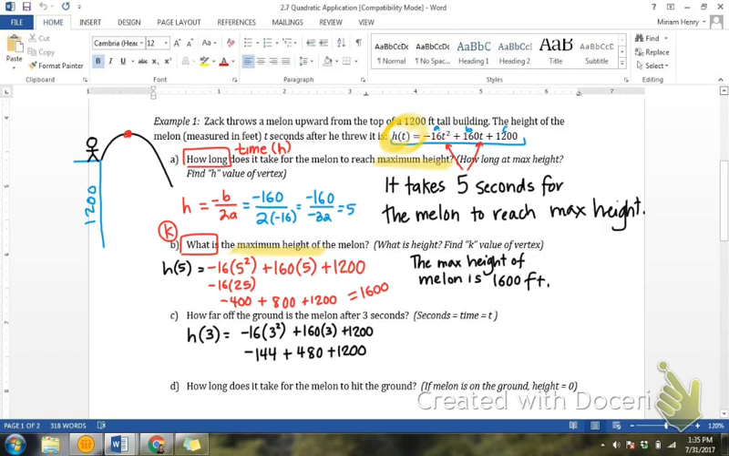Aspen? 1,536. Did anybody else get the same thing? Yeah, 1,536. We have a few. Some of you are still finishing up.